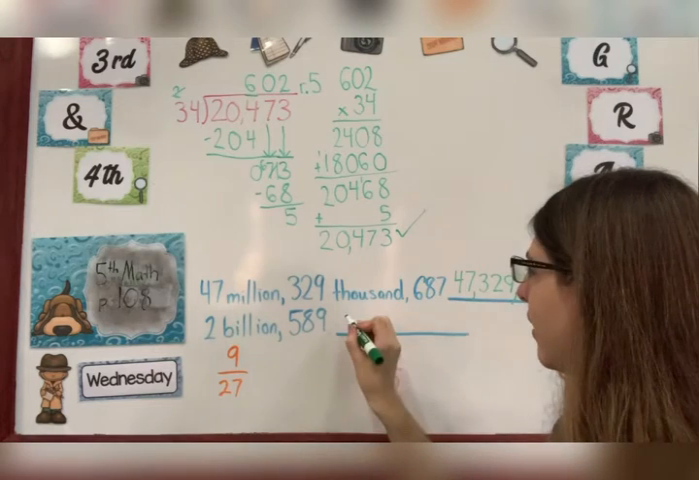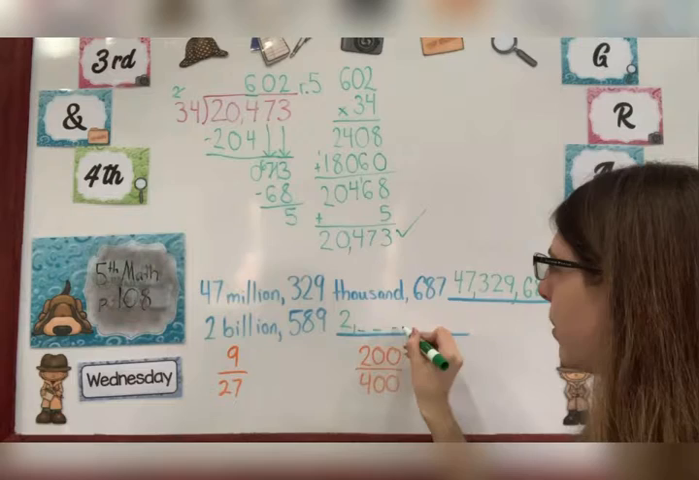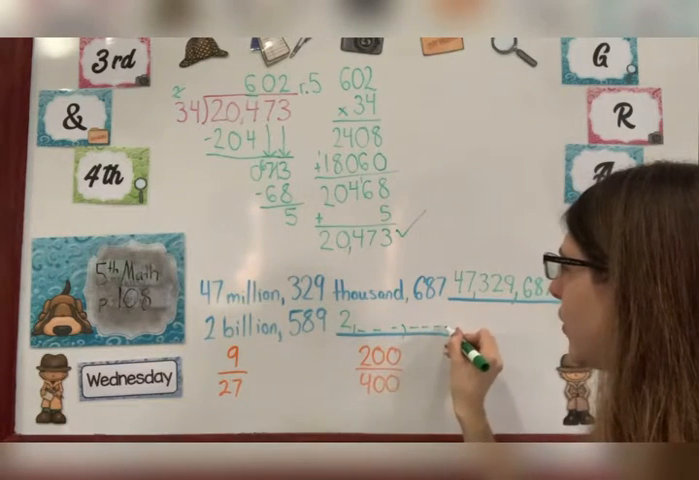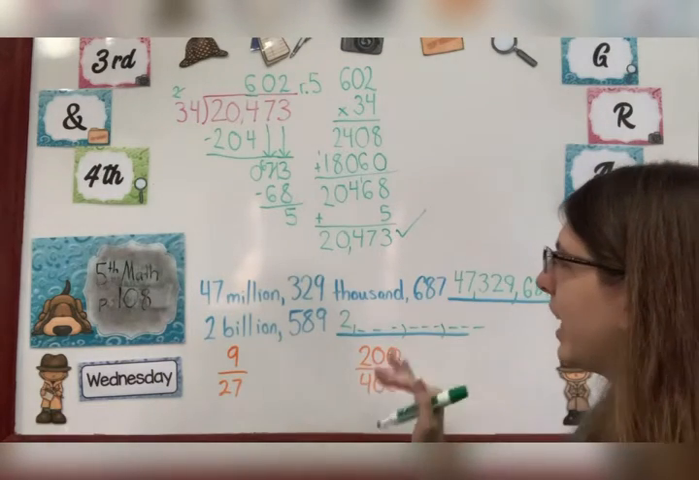Now look at this one. 2,589,000. Let's start with our 2 billion. Then we know we have a millions group. Then we have a thousands group. And then we have our last group. So we have to fill each one.